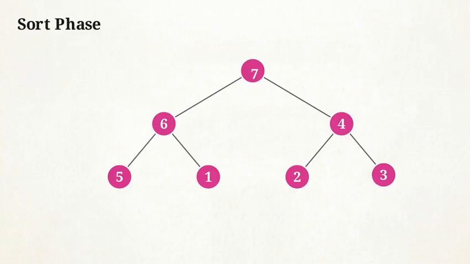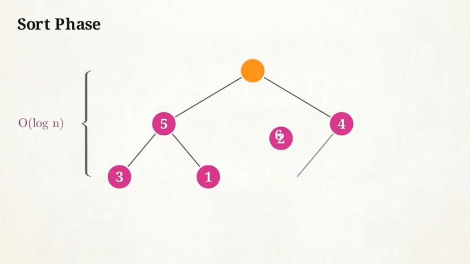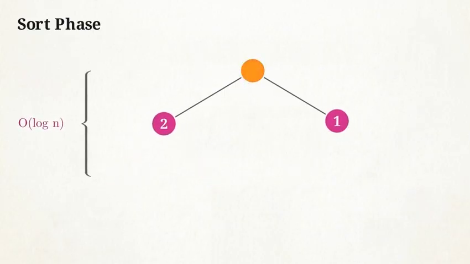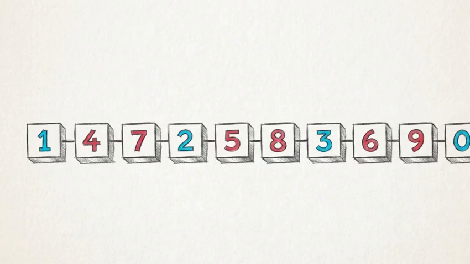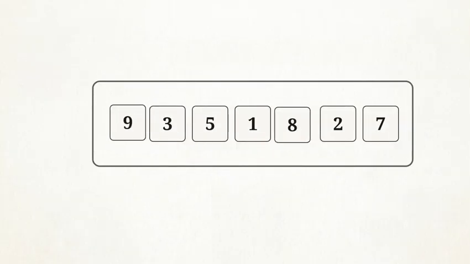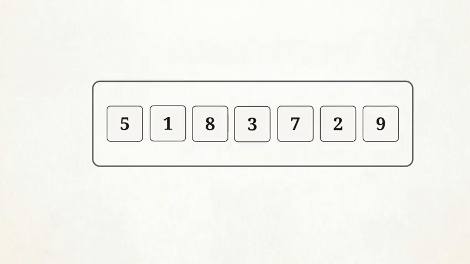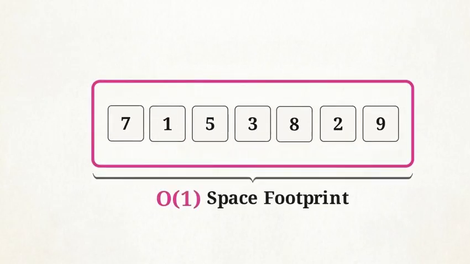During the sort phase, the algorithm swaps the root to the end and sifts down the new root. A tree with n elements has a height of log n. Repeating this for all n elements results in an n times log n calculation. Because this process is mapped directly over the existing array, no extra memory is needed. Heap sort achieves guaranteed n log n execution time within a constant big O of 1 space footprint.